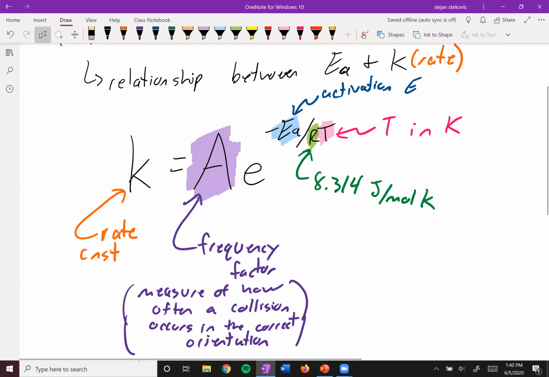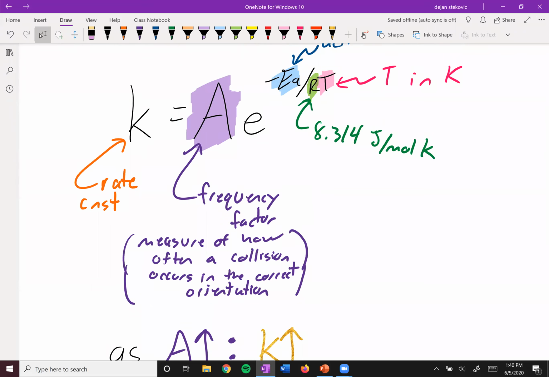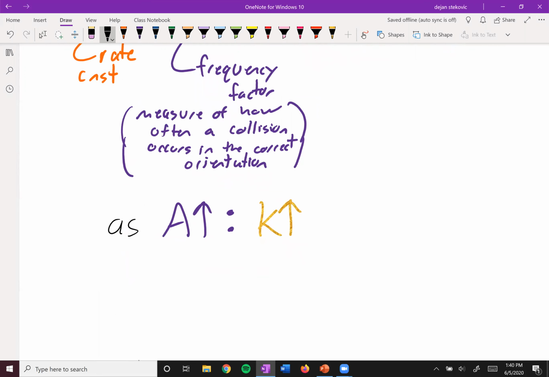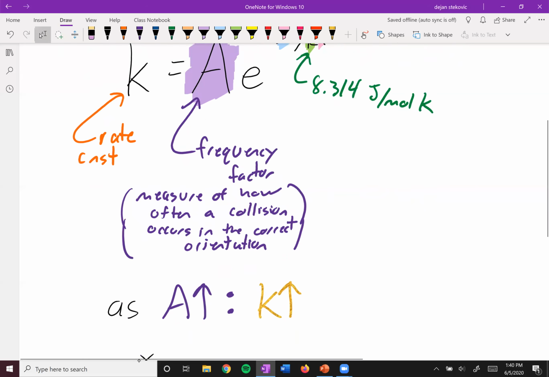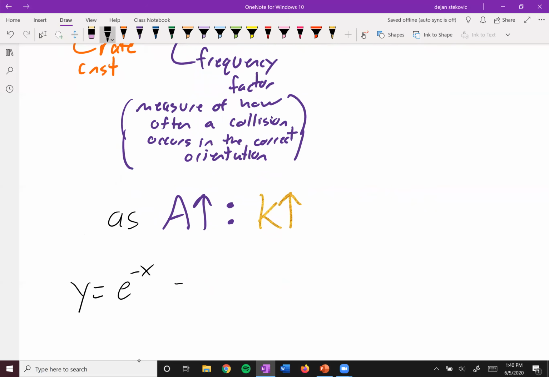Next up, we have to think about the negative EA over RT part. And so the math here and the conceptual can get a little bit complicated. So you can either just memorize these things or you can understand them mathematically. So I'll show you the mathematically here. What we have here is y equals e to the negative x. We have k equals e to the negative something. And remember, when anything is raised to the negative something, it's actually just its inverse. So e to the negative x is just like 1 over e to the x.